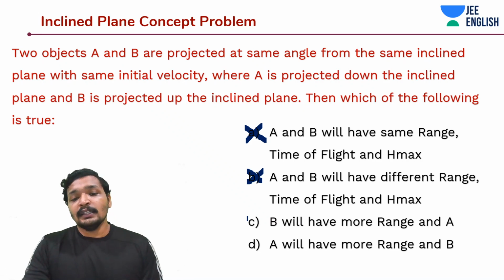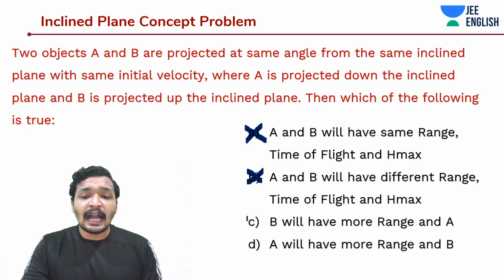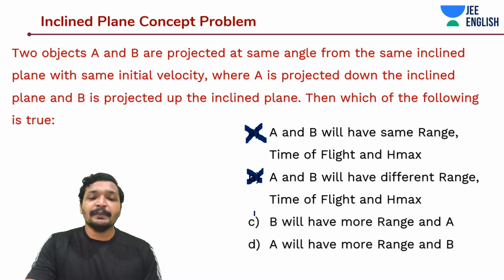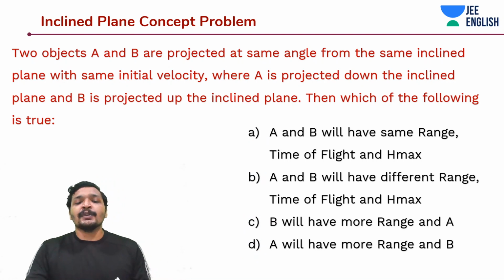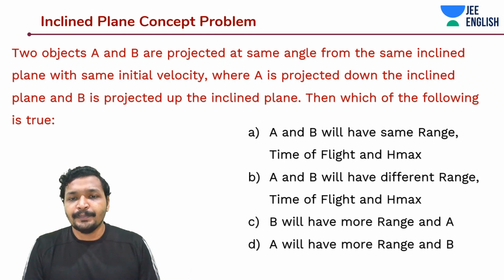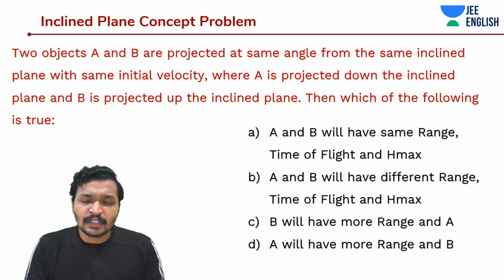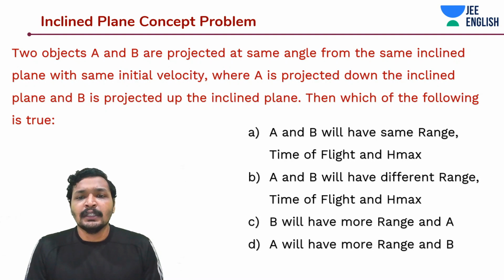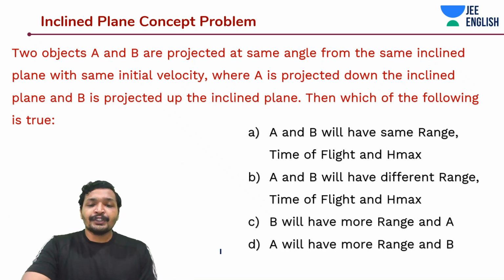And what about C? B will have more range than A, D is saying A will have more range than B. Which is correct? Students, come on. Which one is correct? The one that is projected down the inclined plane will have more range. Okay? This concept should be very clear. The one that is projected down the inclined plane should have more range. So it is going to be D.